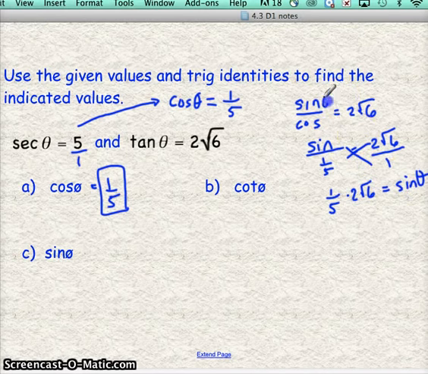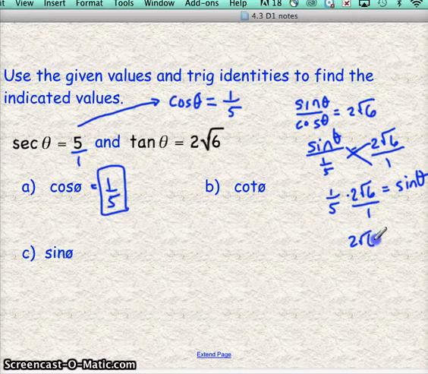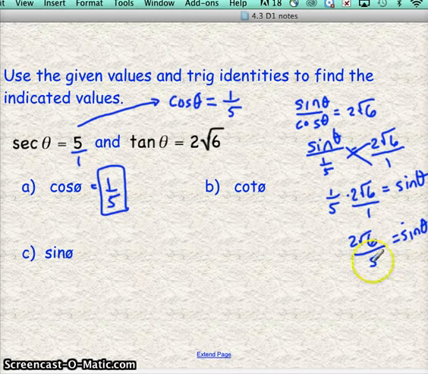I should have had thetas here. So then if I combine those, I would have 2 radical 6 on the top and a 5 on the bottom, and that's what sine would equal.